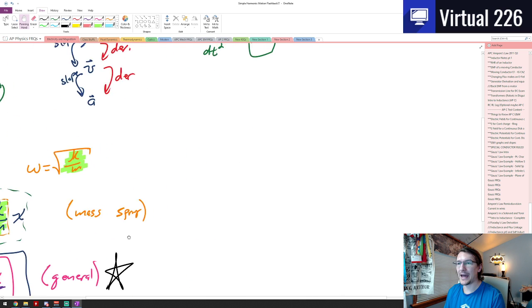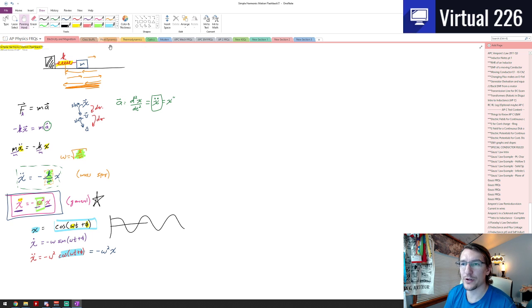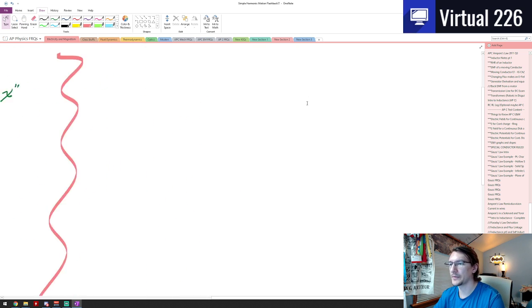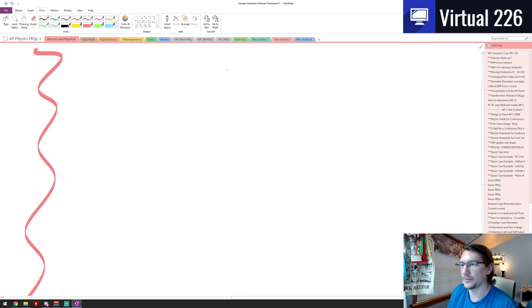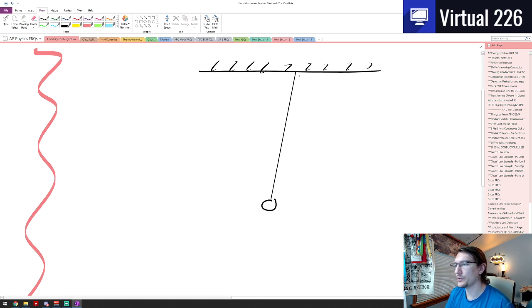Let's take a look then at something a little different, something like a mass pendulum system, and just make sure that I'm not going crazy and that this does work out correctly. So let's go over here and look at a pendulum system. Here's the ceiling, and here is some pendulum hanging from it. Here's the bob at the end. And we're going to say that this pendulum is only oscillating at small angles, and we'll see why that is the case in a second. So this is a small angle pendulum.